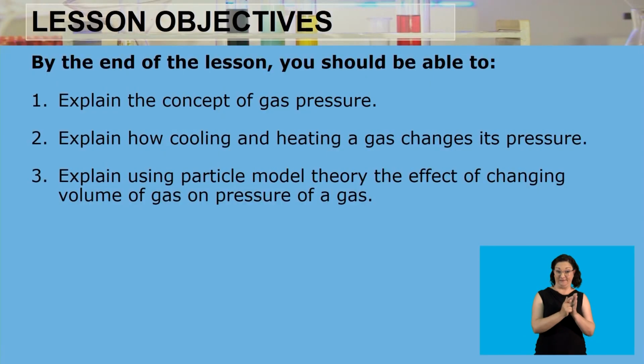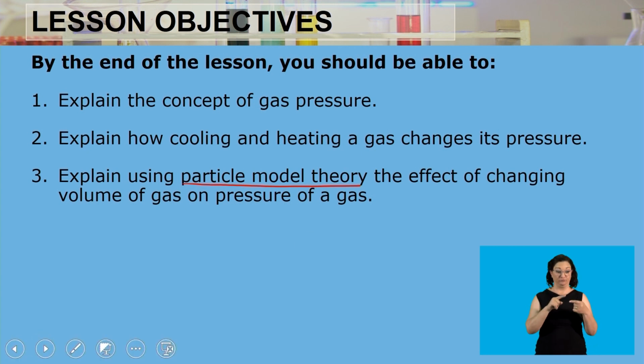Right. For us to be able to do that, we need to set up goals that we need to achieve by the end of the lesson. So learners, by the end of this lesson, this is what you should be able to do. Number one, you should be able to explain the concept of gas pressure. You also need to be able to explain how cooling and heating a gas changes its pressure. And then lastly, you need to be able to explain, using the particle model theory, the effect of changing the volume of a gas on the pressure of the gas. So what effect does changing the volume have on the pressure of the gas?